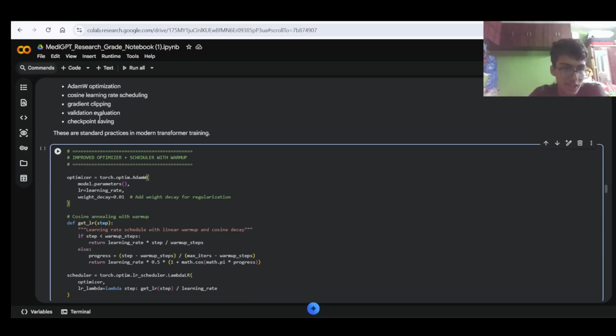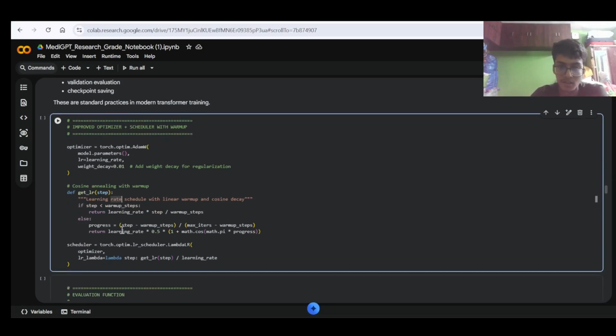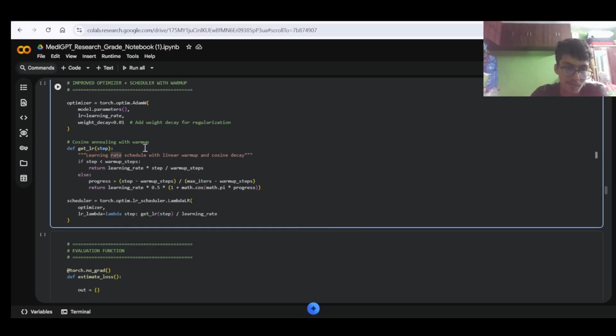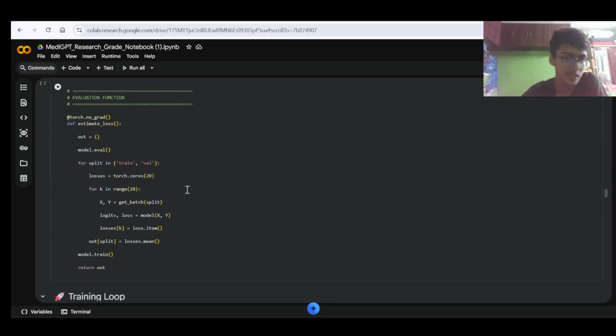Then validation, evaluation and checkpoint saving. Checkpoint saving means that we are training the model over multiple iterations and saving the best model, the mathematical model we fetched over the time steps. Then warm up, this is learning rate warm up, which is just a hyperparameter so that you can converge the network. And then you can see the evaluation function.